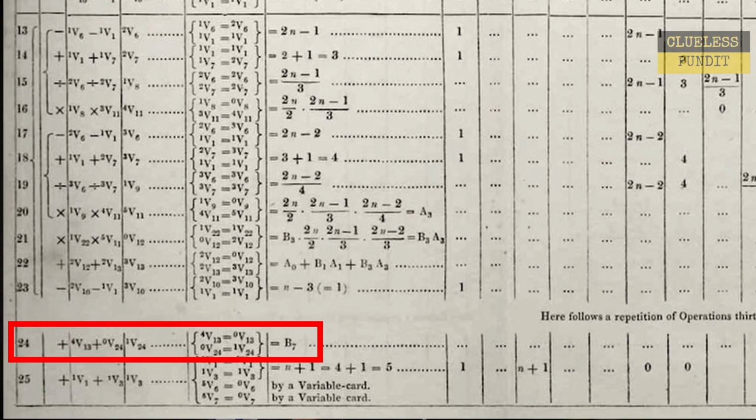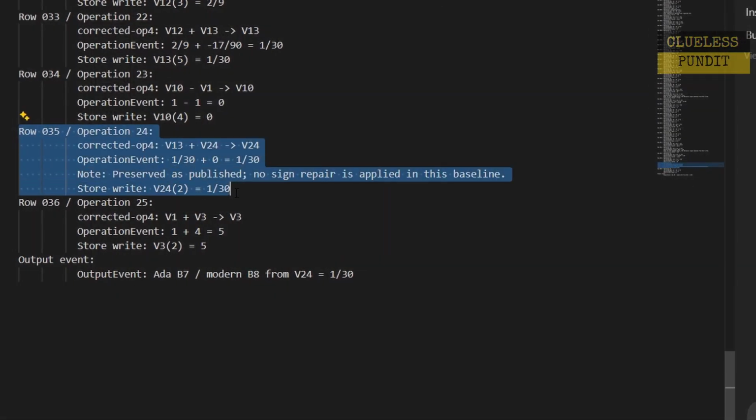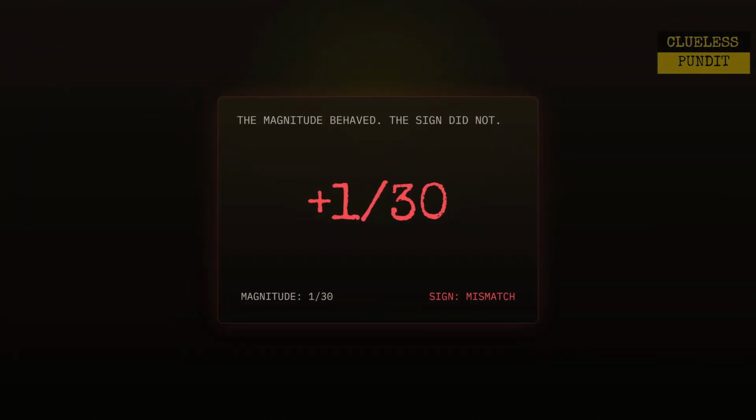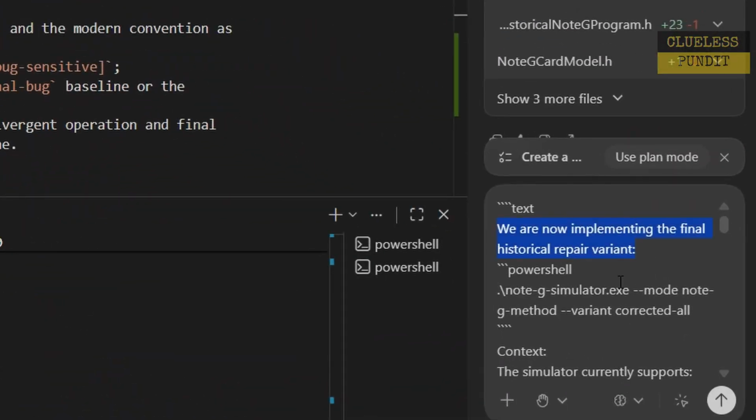Line 24. This is where the procedure combines one of the intermediate values with the running result. In Note G, the operation behaves as though the value is being added in the wrong direction. AI suggested reversing the movement. Instead of pushing the result toward positive 1/30th, it needs to pull it back toward negative 1/30th. I typed out a prompt, asked AI to fix the problem, and went off to make tea like a man contributing absolutely nothing to science. Don't you just love coding in 2026?